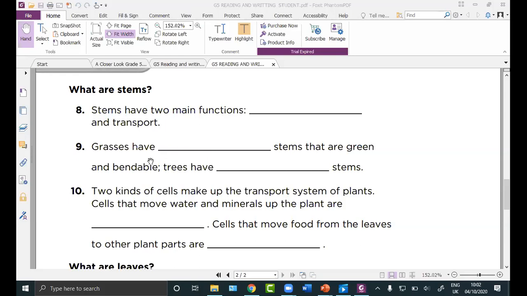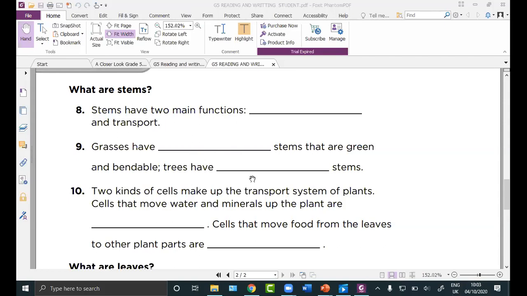Grasses have soft stems. The blank: soft stems that are green and bendable. Trees have wood stems. Okay. Number 10.